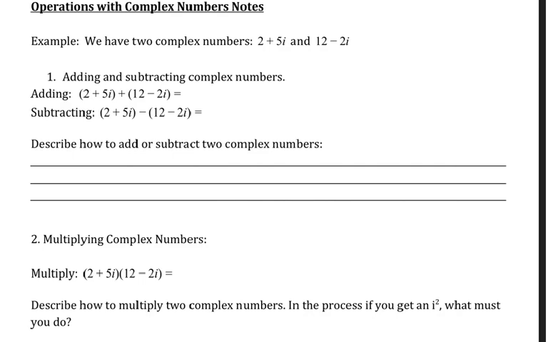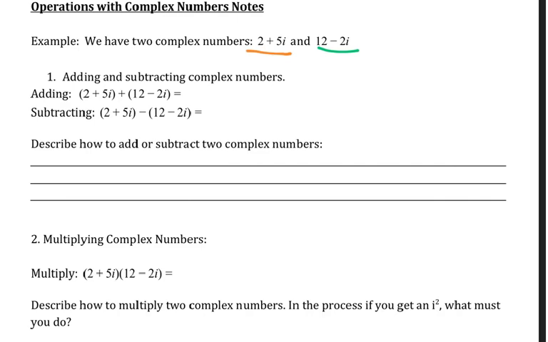Adding and subtracting is just combining like terms, like with any expression that you've been doing in algebra. So let's look at the two complex numbers. The first number is 2 plus 5i, and the second number is 12 minus 2i. First, we're going to add them in example 1.